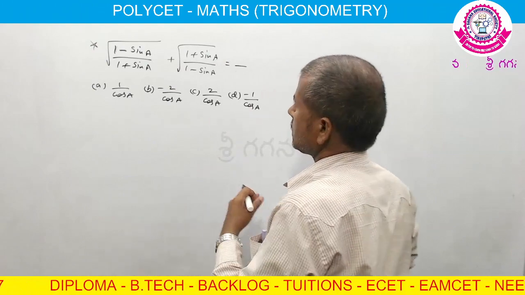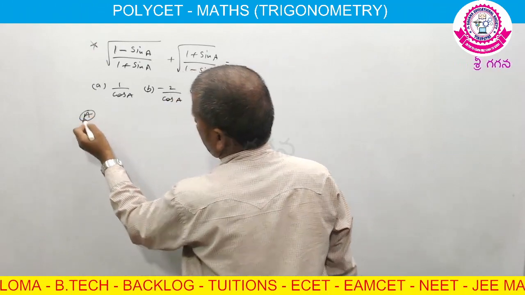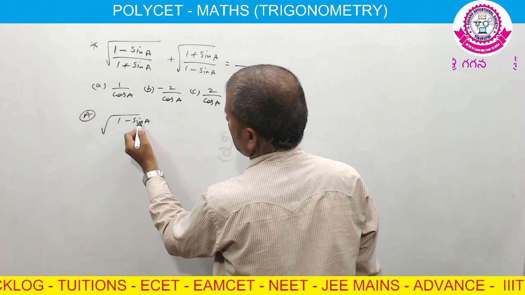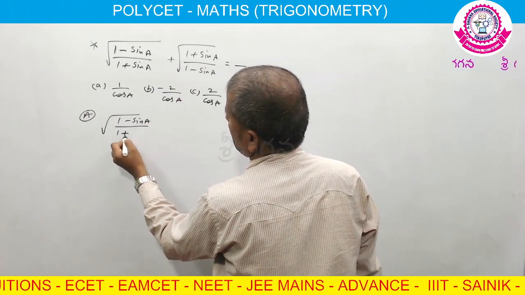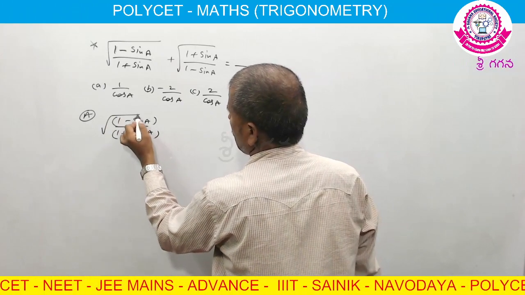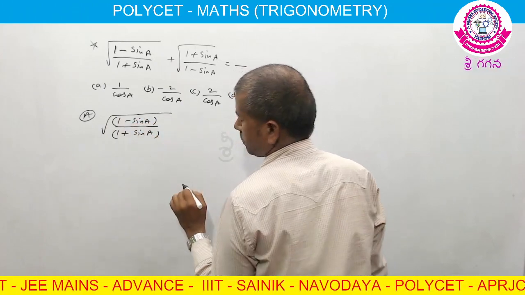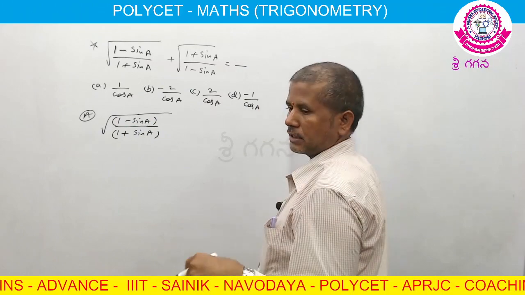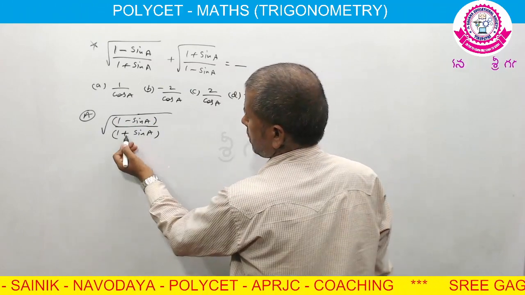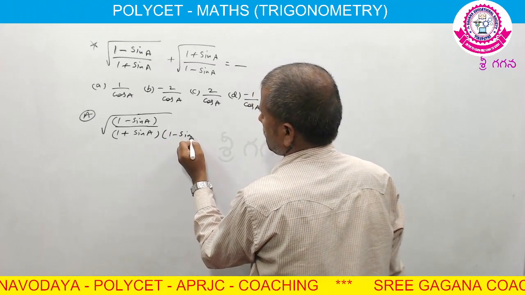So this is one type of problem: root of (1 minus sin a)/(1 plus sin a). In trigonometry functions, when a root function comes, we take rationalization. Rationalization means denominator rationalization, plus or minus, multiplication and division.